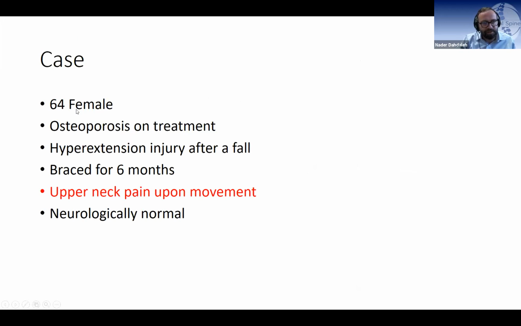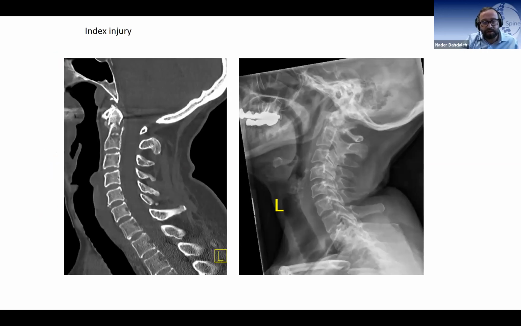So this is a 64-year-old woman, and she has osteoporosis. She was on treatment. She fell, had a hyperextension injury. She was braced for 6 months before I saw her. She had upper neck pain upon movement. So when she moves her neck, even within the brace, she would have pain. But the brace definitely helps her neck pain. So that's her injury. That's the scan at the index injury.